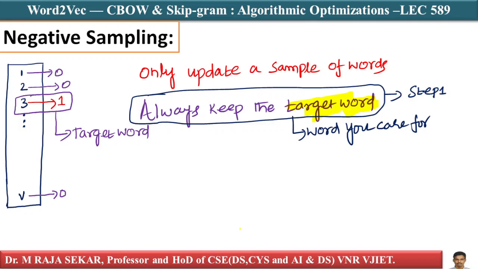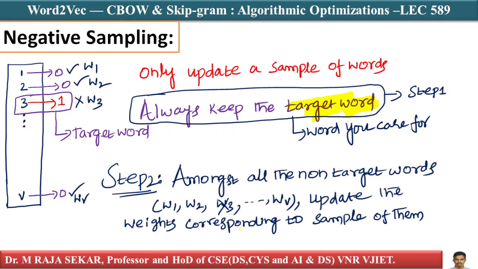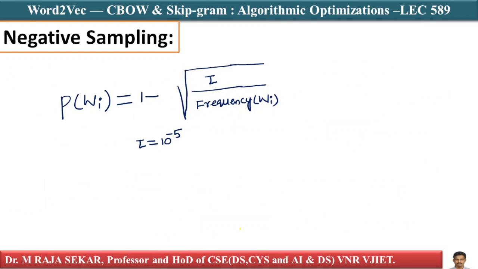Amongst all the non-target words, which basically means W1, W2, I am not taking W3, I am keeping it as it is, because it is the target word. I am taking W4, and all of them. Don't update all the words here. Don't update the weights corresponding to all of them. Just update the weights corresponding to a sample of them. That's important. Only a sample of them you have to update.